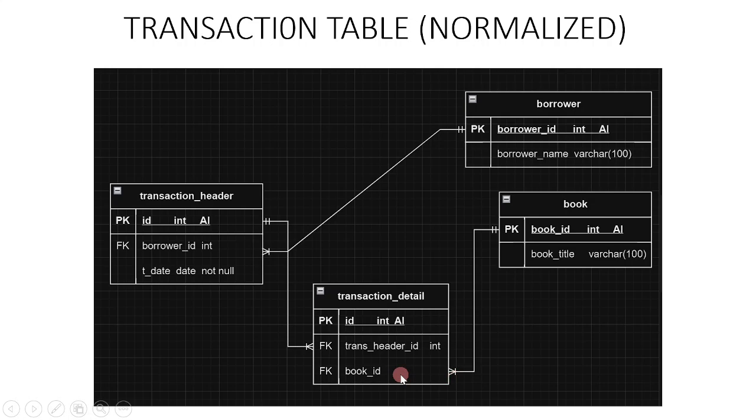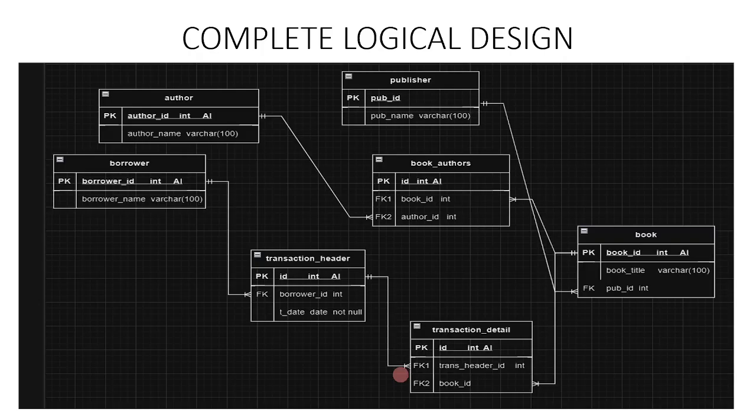So for the complete logical design, we have this one now. We have separated, or divided, the transaction table into header and detail. Again, only the header is connected to our borrower, and the detail is connected to our book table. And the rest are the same. So hopefully you have fully understood the way we have separated our transaction table.